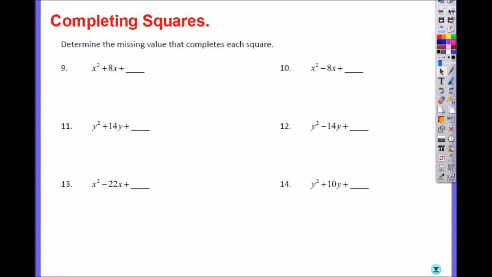In Algebra 1, you guys completed the square. You guys remember how to do it? Maybe some of you remember the tiles, algebraic tiles. So x squared, you can write it as x times x. So remember x times x.